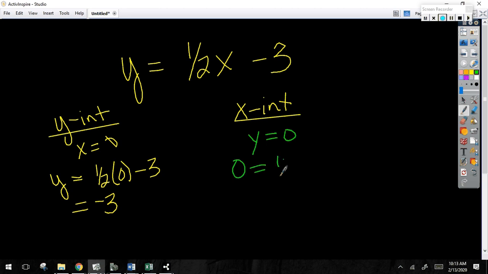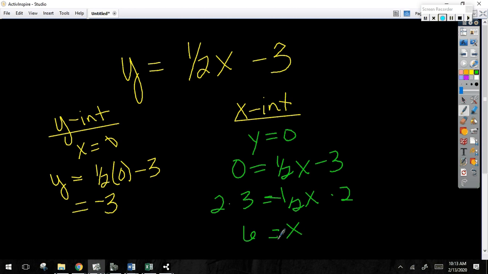I got it. All right, if I put 0 in for y, and this is a basic, easy one, so I'm going to go ahead and move on with it. If I put 0 in for y, and I'm going to go through and solve, right? So I'm going to add 3 to both sides. And then you multiply by 2. And the answer is 6.